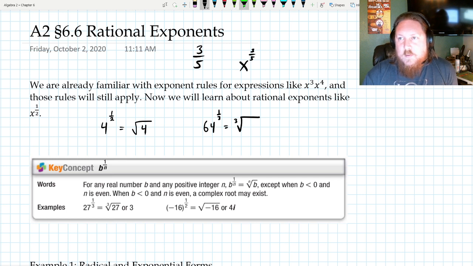So basically what we're saying here is the denominator becomes the index. The denominator becomes the index of a root. And that's what we're going to use.